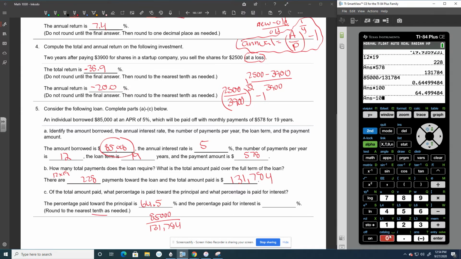So if I just minus 100, that tells me 35.5. So 35.5%, or you could put the rest of the amount over the total and get the same answer, okay?